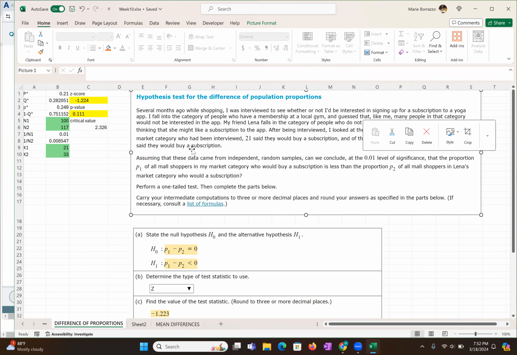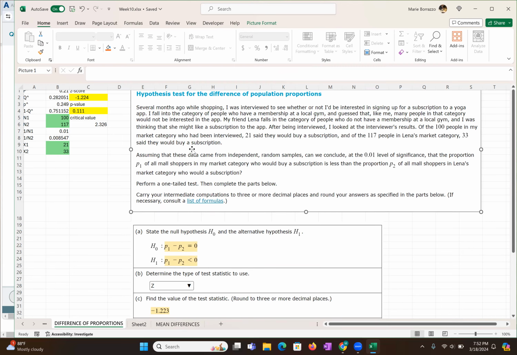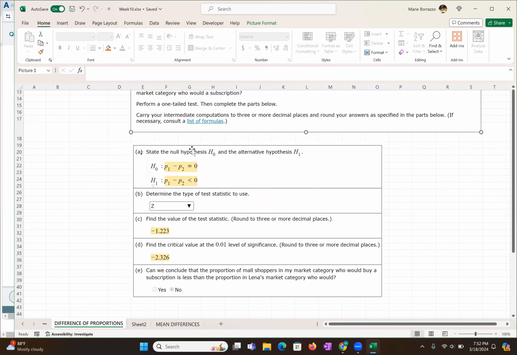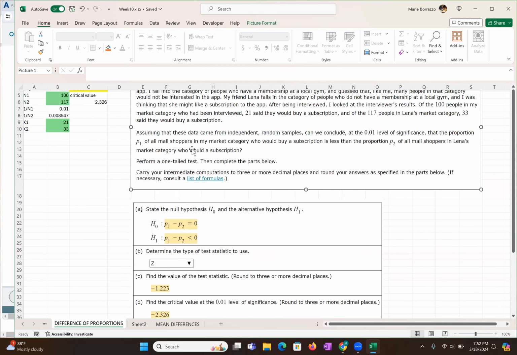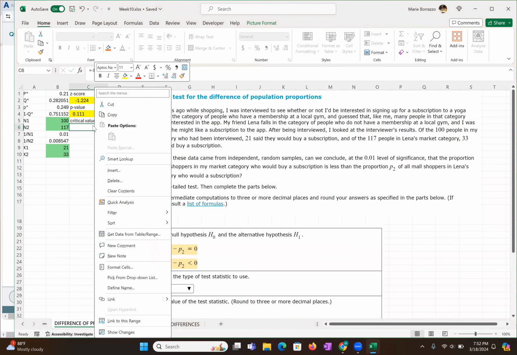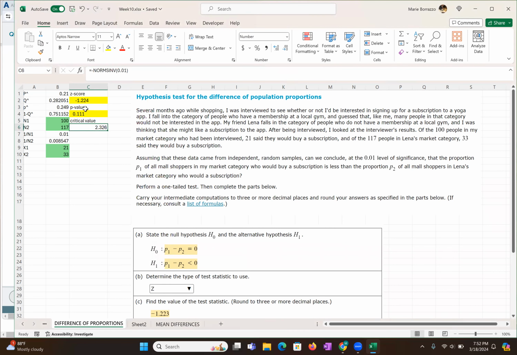So look at the green. You see 21 and 100 are lined up, and 33 out of 117 are lined up. So what happens is there are some calculations that we're doing here. You see the negative 1.223 and the negative 2.326. So these are all values. This is a critical value here. This is the 2.326. And here's the z-score.